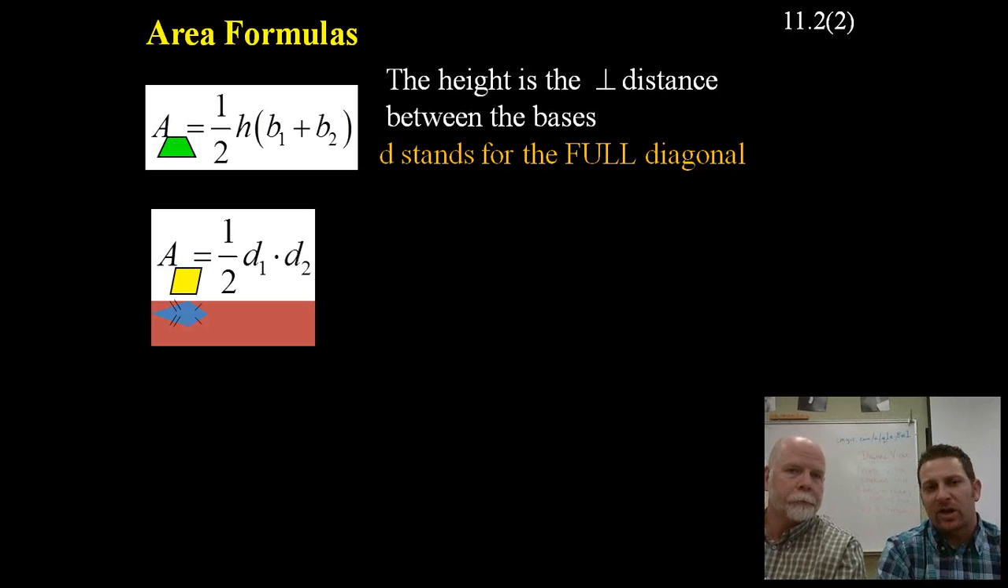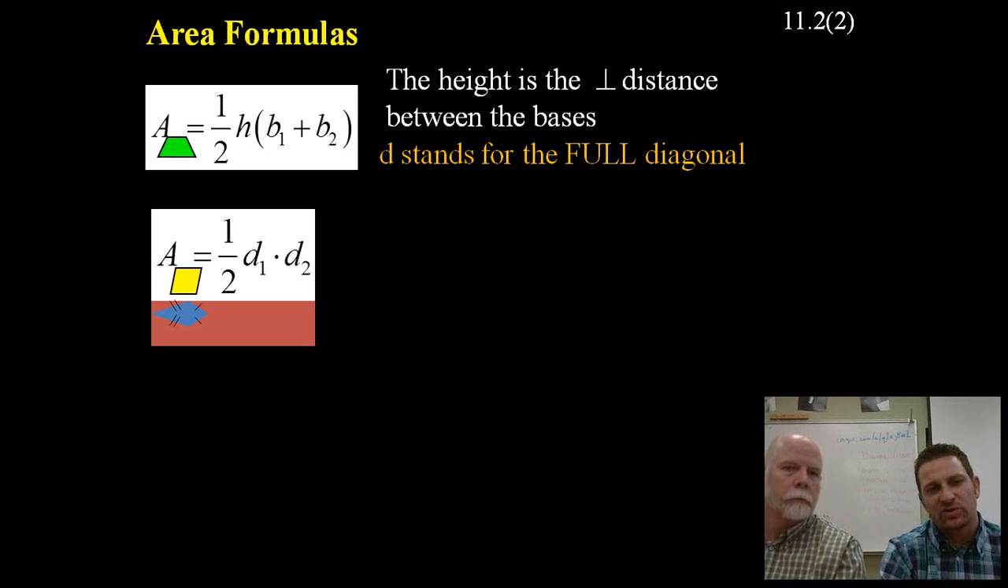Before we get into the formula, just remember once again, guys, that the height is the distance between the bases on a trapezoid. And the D stands for a full diagonal. When we look at a trapezoid or a kite or a rhombus, the D is the full diagonal from one corner to the opposite corner of the shape, not halfway to the middle. And the height still has to be perpendicular to the bases. On a trapezoid you have parallel pieces, and a rhombus too. Just pay attention to those things, and it shouldn't be too bad.